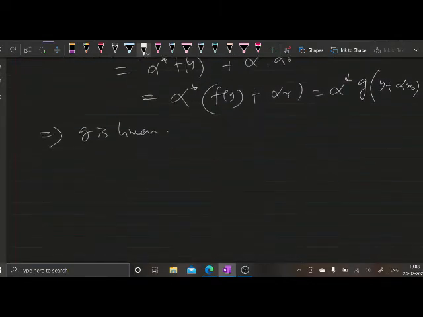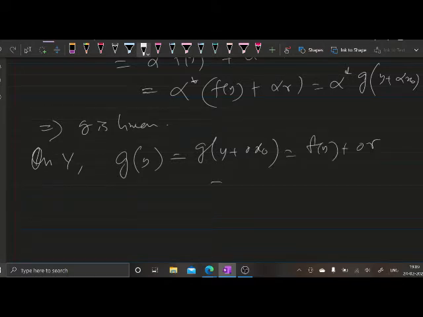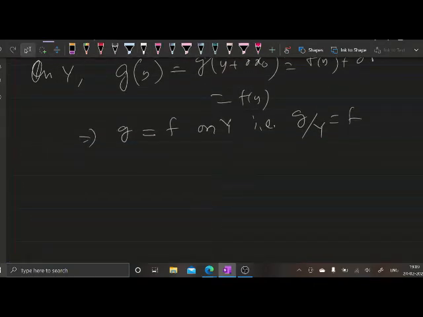So on Y, g of small y equals g of small y plus 0 x naught, that means f y plus 0 r, so it is f y. So that means g equals f on Y, that is, g restricted to Y is f. Okay, so g is an extension of f from Y to X.